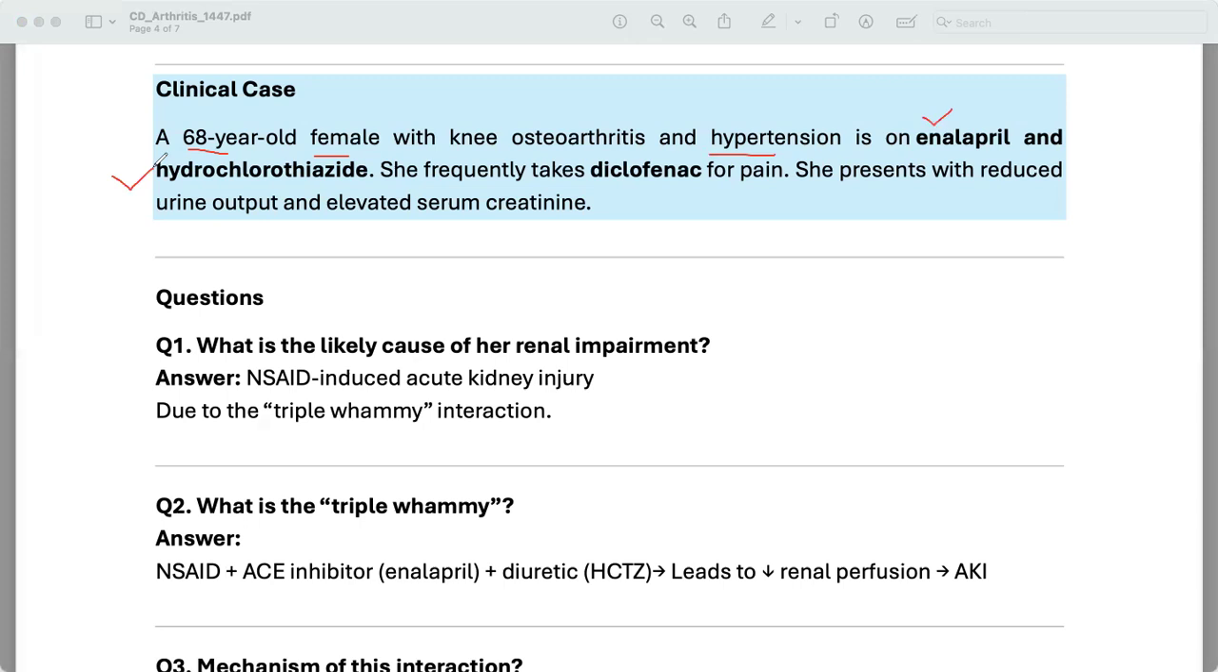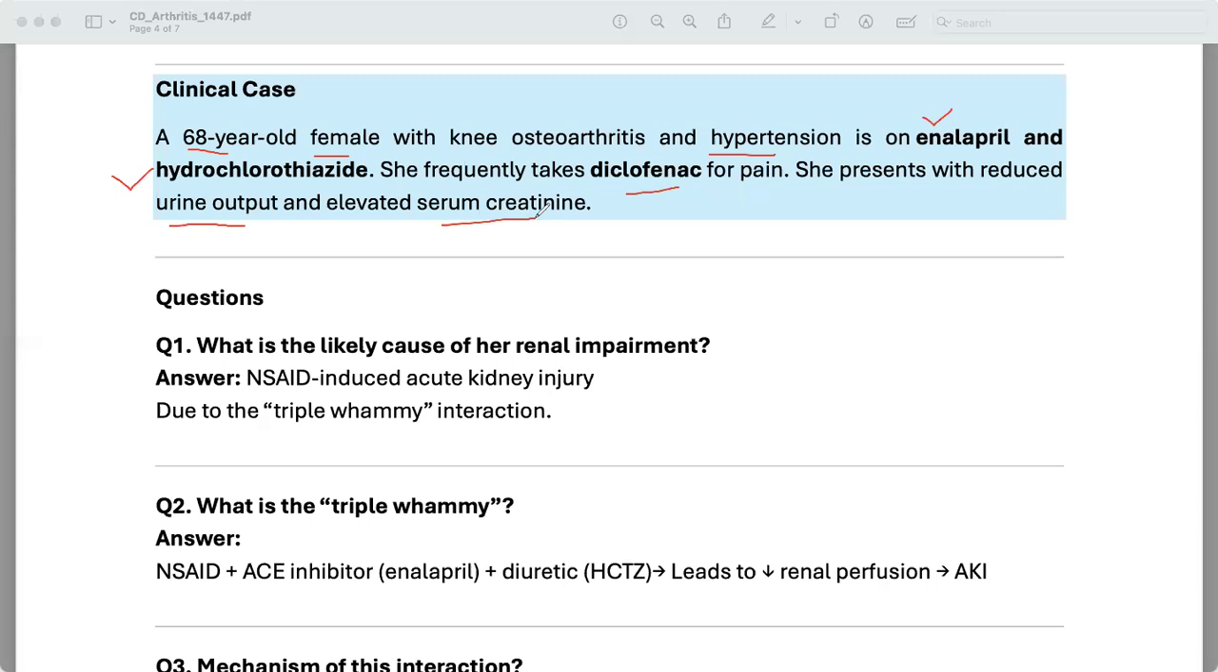Enalapril is a derivative from the angiotensin converting enzyme inhibitor, and hydrochlorothiazide is a diuretic. Both are used in the management of hypertension. She frequently takes diclofenac for pain, a non-steroidal anti-inflammatory drug, and she presents with reduced urine output and elevated serum creatinine. So this is the case of the drug-drug interaction.